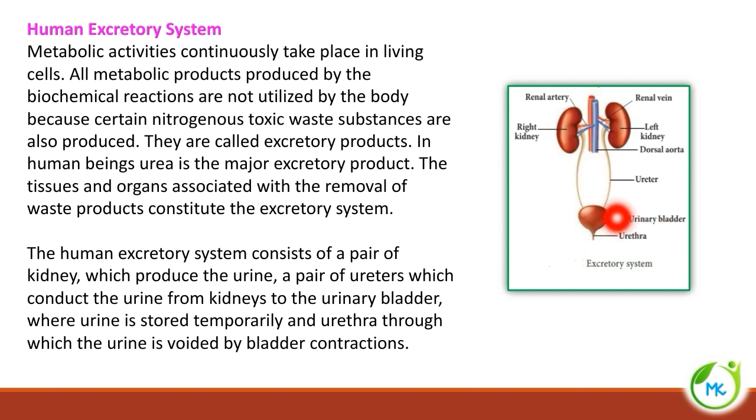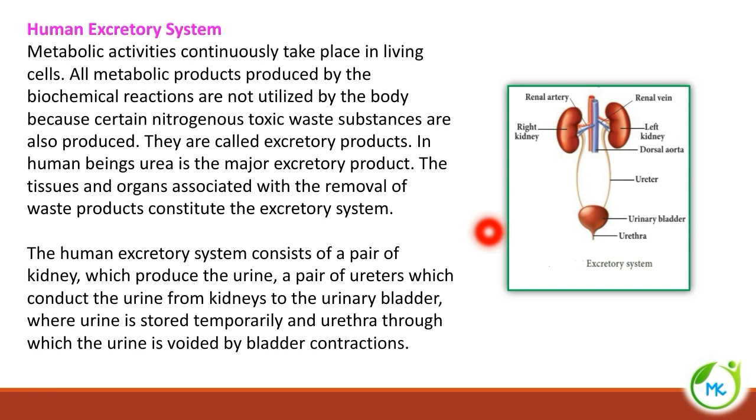This structure is referred to as the urinary bladder. This is the place where the urine is stored temporarily. Till it is excreted out, it is stored here in the urinary bladder. It also consists of the urethra, through which the urine is voided by bladder contraction. Voided means it is sent out or passed out. So by means of bladder contraction, the urine is sent out through the opening called the urethra.